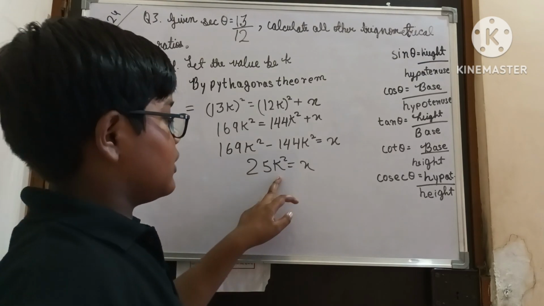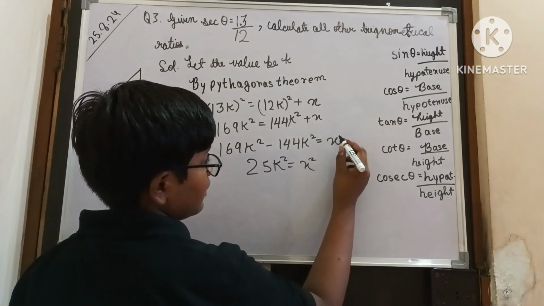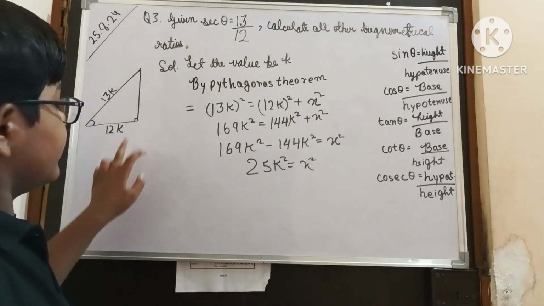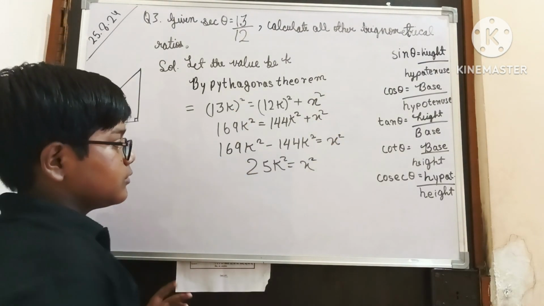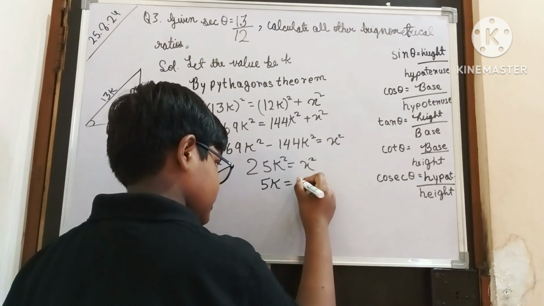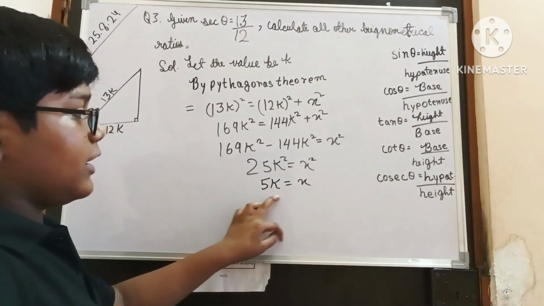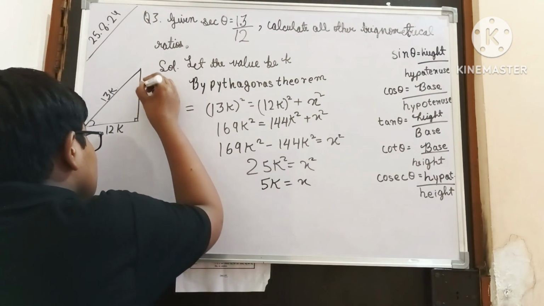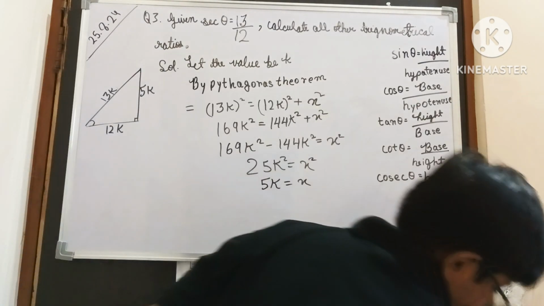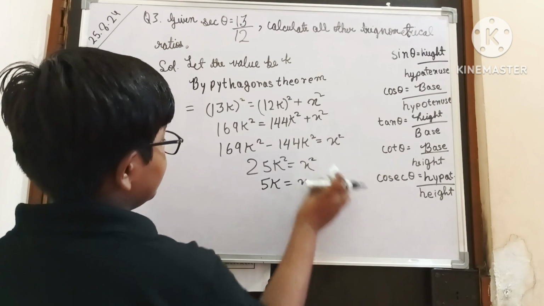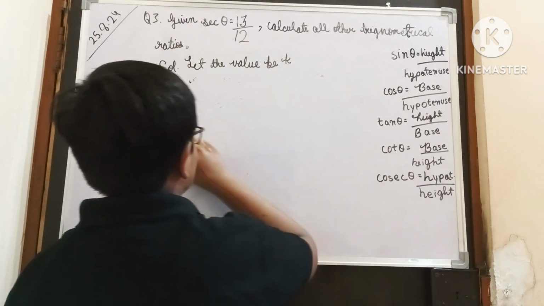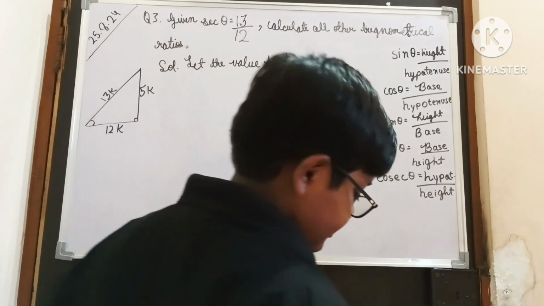Now this value will be rooted. This will not be x, this will be x square, because height square and base square give hypotenuse square. These two values will be rooted, and the answer will become 5k, which is the value of this line. Now we have found our value of 5k, and now we are going to find all the trigonometrical ratios by this triangle.